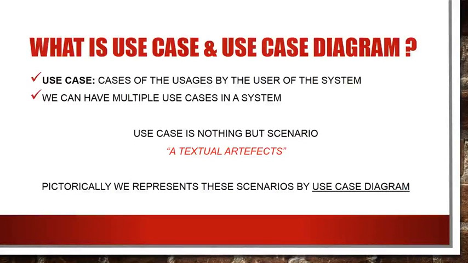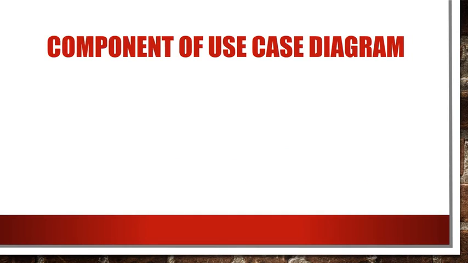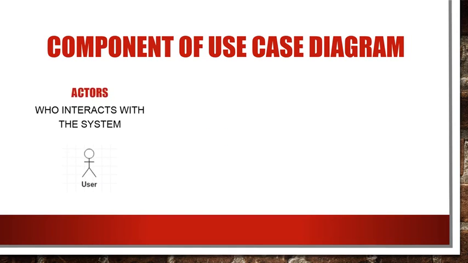Today I am going to present a topic, use case diagram, from object oriented analysis and design. Before that, let us define what is a use case and what is a use case diagram. A use case is nothing but the user of the system. A system can have multiple use cases. It is also represented by means of textual artifacts. Pictorially, we can call these use cases a use case diagram.